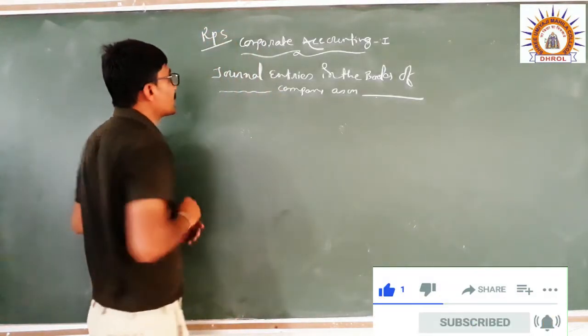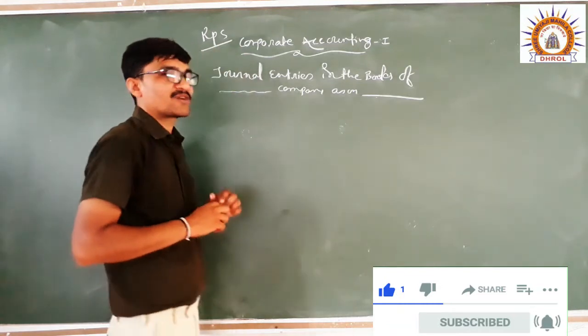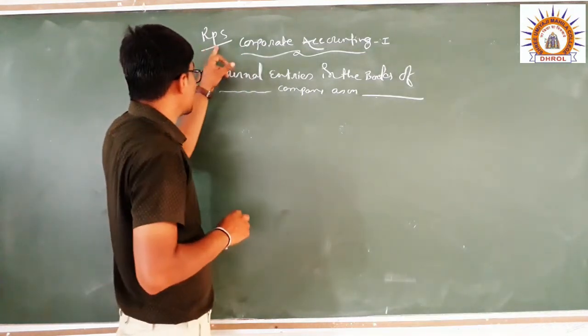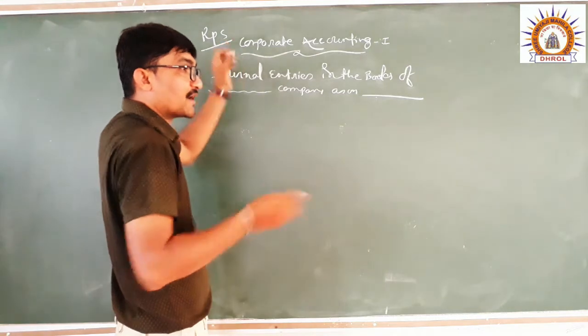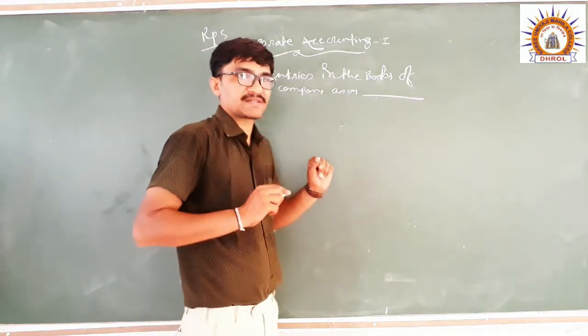RPS. Redemption of redeemable preference shares. This is the abbreviated form: redemption of redeemable preference shares. The preference shares are to be redeemed.